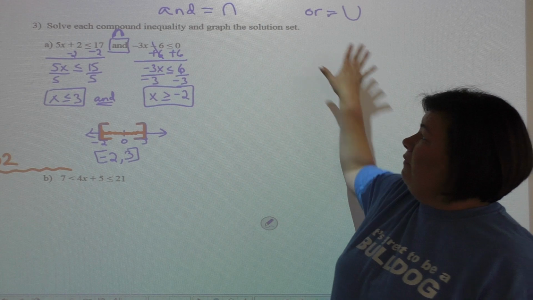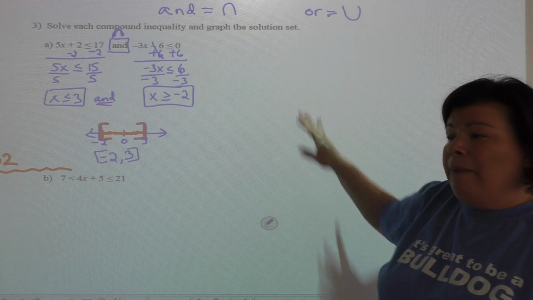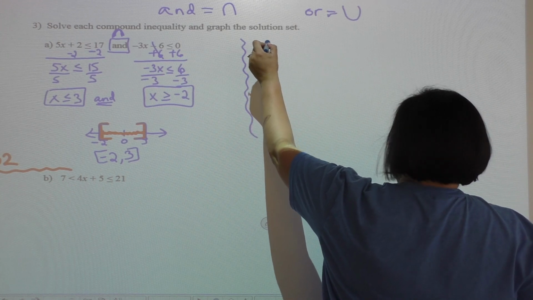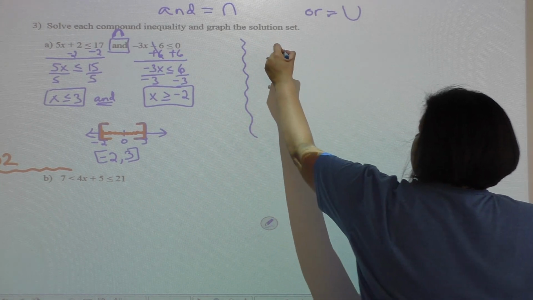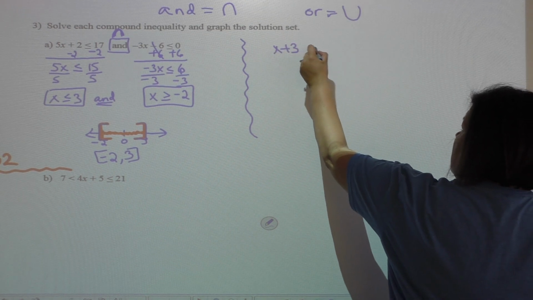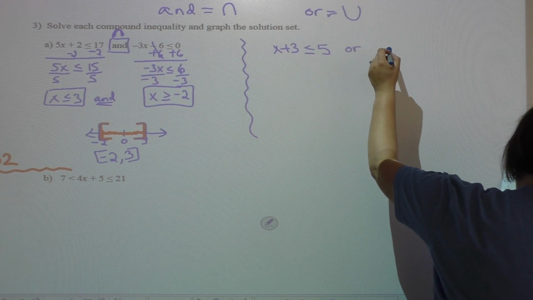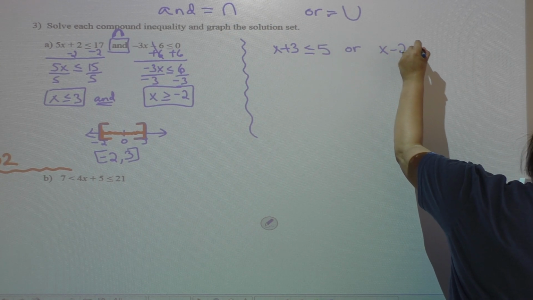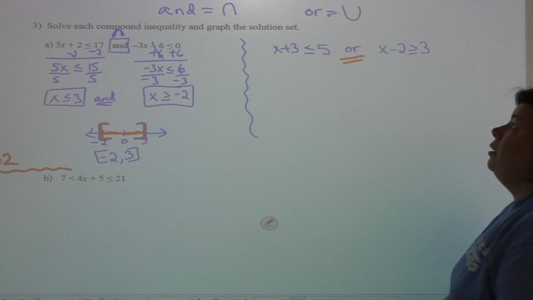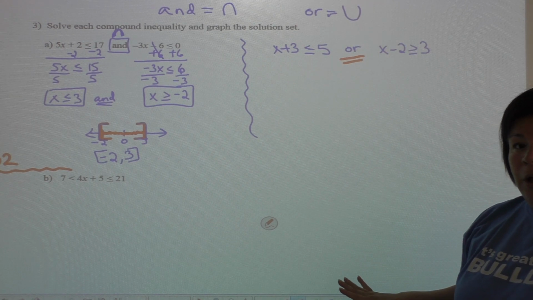Now, I know you don't have anything else on your paper here until problem B, but I actually want to make an OR problem. So I'm going to ask you to copy down this OR problem that I'm going to make. So x plus 3 is less than or equal to 5, or x minus 2 is greater than or equal to 3. So because of the word or, that means we want to find the union, where both graphs unite, or put them all together.